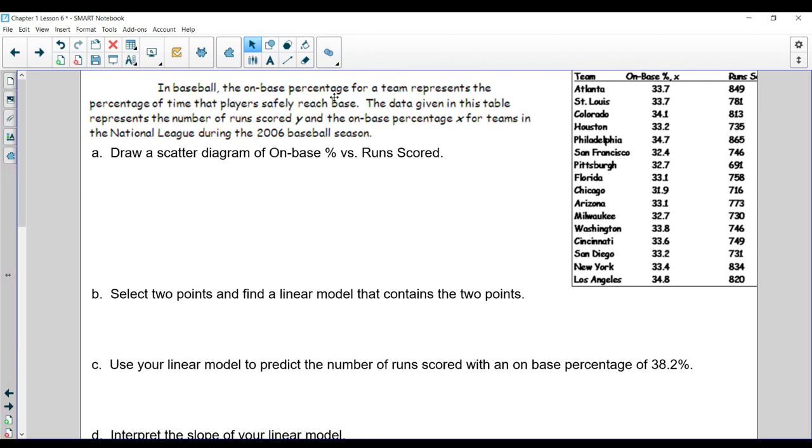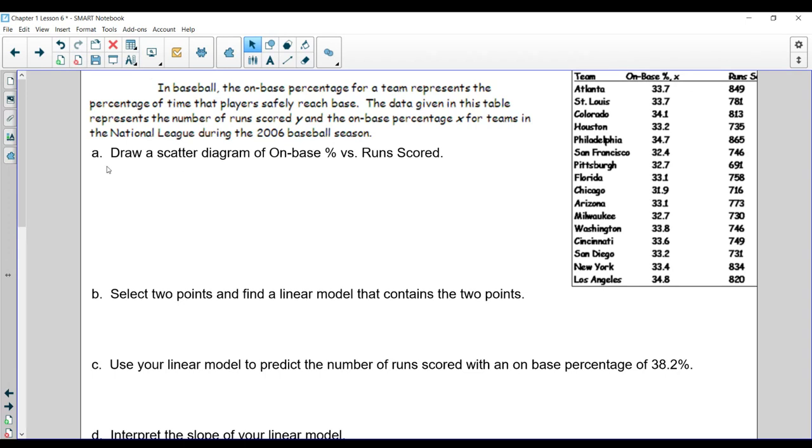Okay. So in this particular example, and you don't necessarily need to know sports to be able to do some of these problems here, on-base percentage is the percentage of times when you get an at-bat that you actually get on base. So Atlanta, a little more than 33% of the time they get on base and so on. You can see each one here. They're all in the 30s. And this is the runs that are scored. So the question will be, is there a linear correlation between these two things?